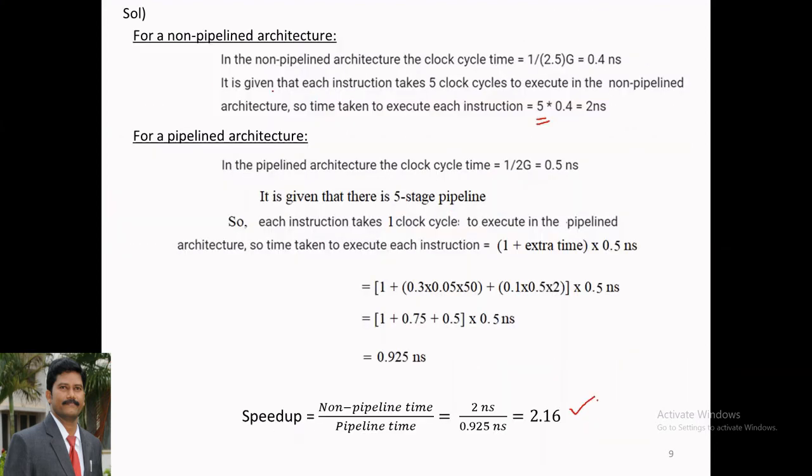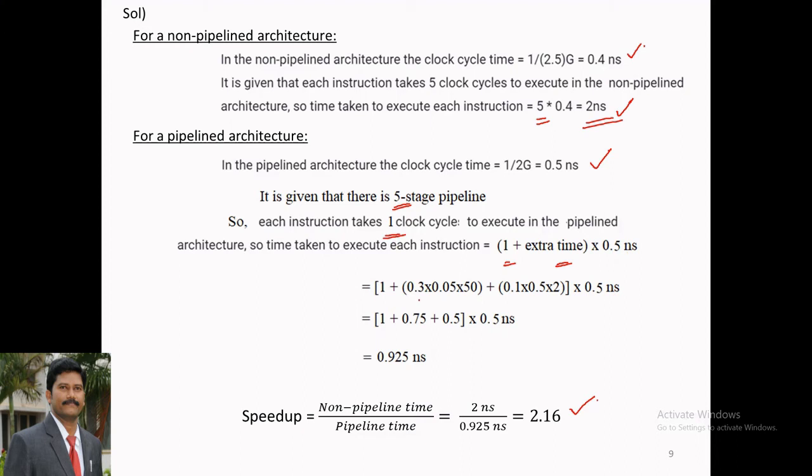For a non-pipeline architecture, given the clock frequency and 5 clock cycles, 5 into 0.4, that is 2 nanoseconds, it will take this time to execute one instruction in non-pipeline. In the pipeline, with the clock frequency, 1 clock will take 0.5 nanoseconds. And because of 5 stages, we assume that each instruction takes 1 clock. This is 1 plus some extra time, into 0.5 nanosecond for each clock. Right?